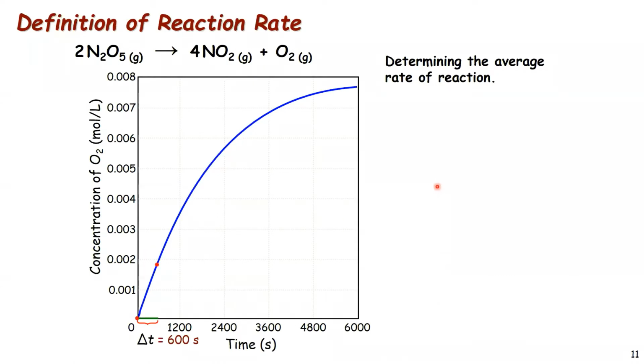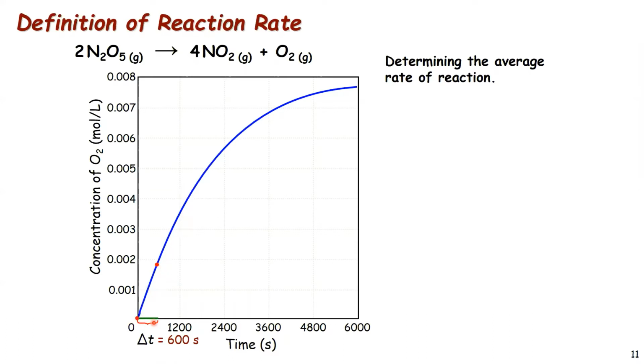But for the average rate, again, we would just look at a certain amount of time. So in this case, let's say 600 seconds. So this is the initial rate. This is going to be important. We're going to talk about initial rates a lot. That's where the portion of the rate is basically linear. Okay, so that's our initial rate.